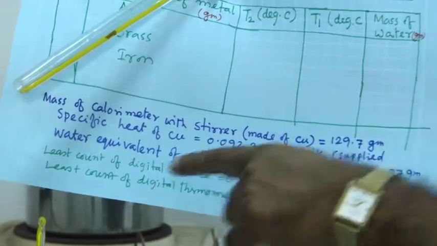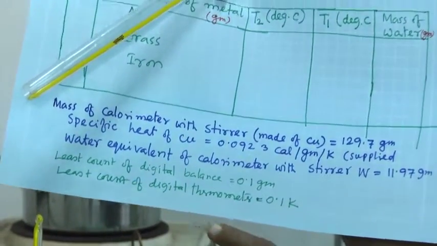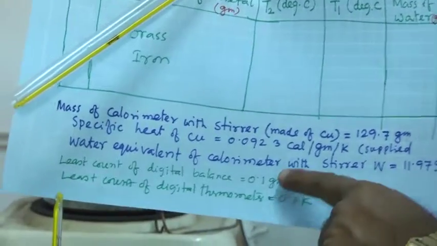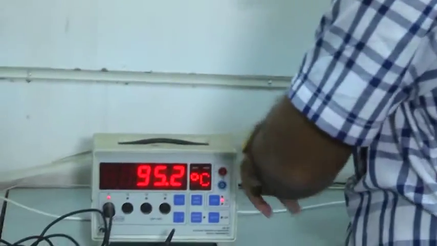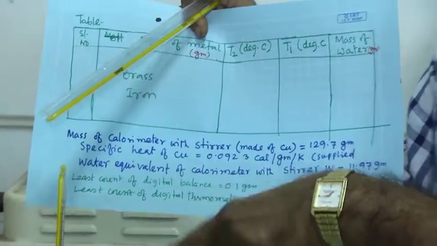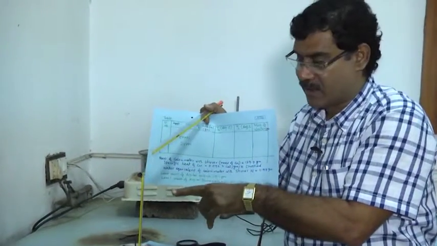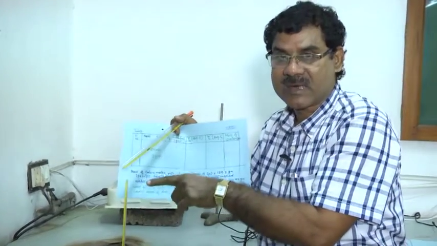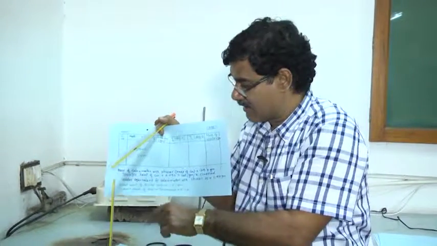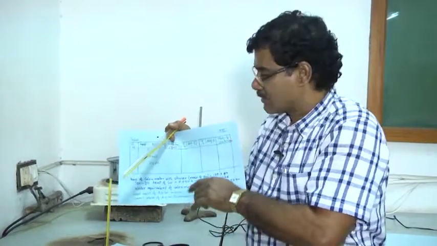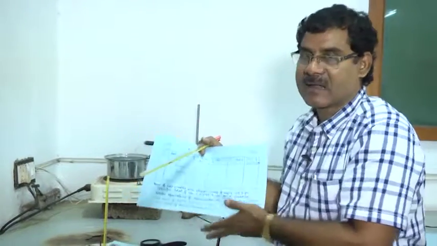Okay, and as I told, you have to write the least count of the digital balance. This is 0.1 gram, and the least count of the digital thermometer. For T1 and T equivalent we are measuring this one, no? So its least count is 1 degree, okay, not 0.1 degree. So 1 degree, that we have to note down. Okay. So then all the data is available.